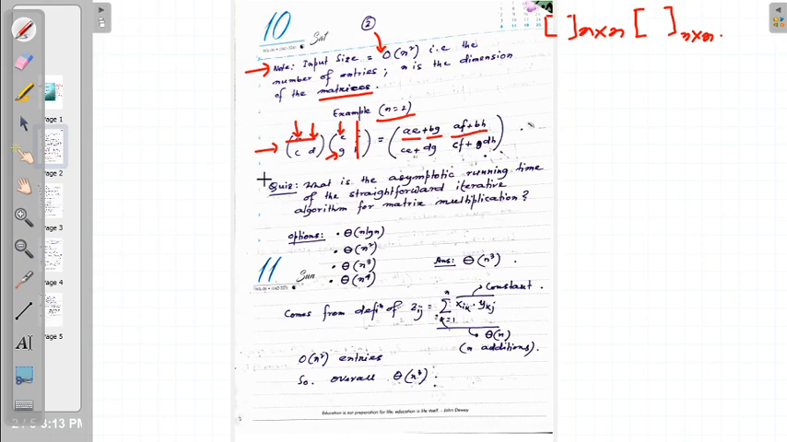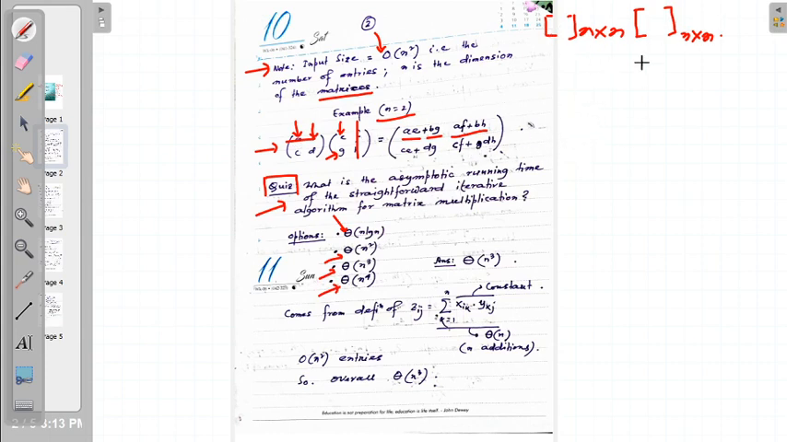Now this is a quiz. What is the asymptotic running time of the straightforward iterative algorithm for matrix multiplication? The options are theta n log n, theta n square, theta n cube, theta n power 4. So what is your answer?